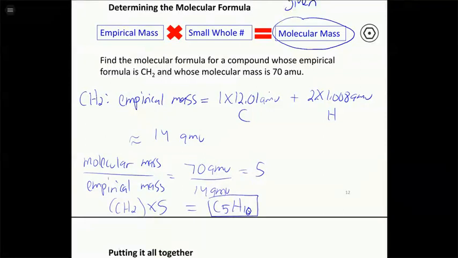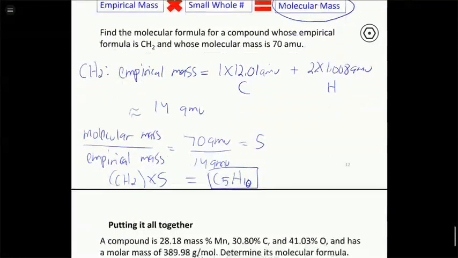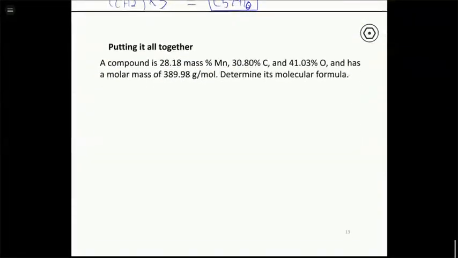Alright, so we'll do one last example here that sort of puts it all together. We're going to give you both pieces of information, the information to find the empirical formula, and the molar mass, and ask you to find the molecular formula. So this is just combining those last two steps.